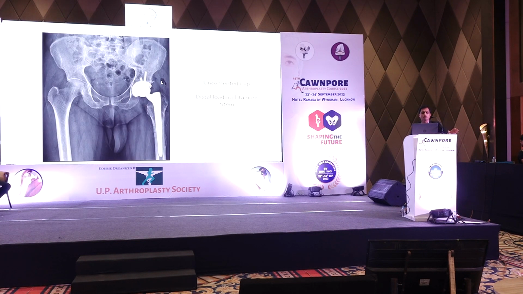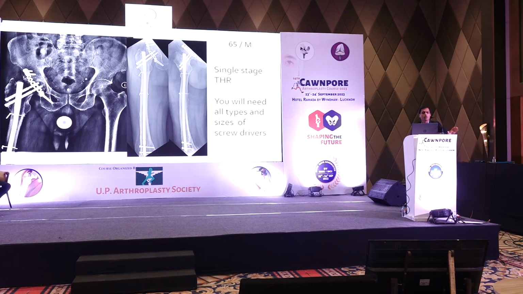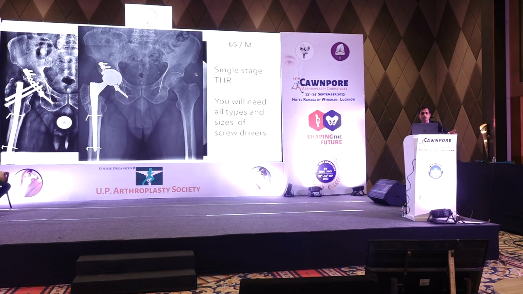What is the stem we have to use? We have to use a distal loading stem which crosses the distalmost screw hole, and an uncemented cup. That should be the choice. No other debate here. This is the ideal stem. In this case, multiple implants are there inside. It needs a THR, no doubt about it. What is the preoperative plan? You will need all types and sizes of screwdrivers, because this fixation would have been done by somebody else. So you need all sorts of screwdrivers, then remove the implant and do a THR.